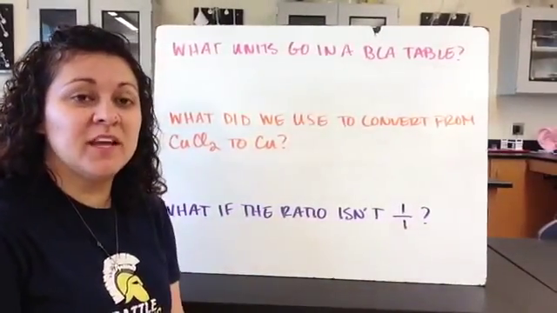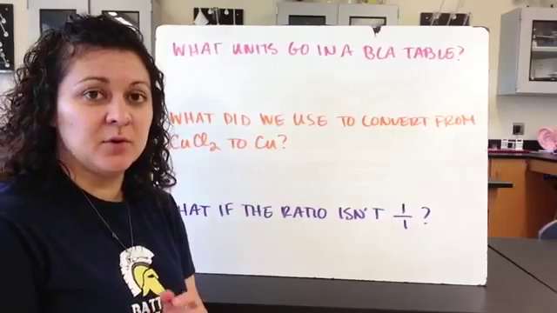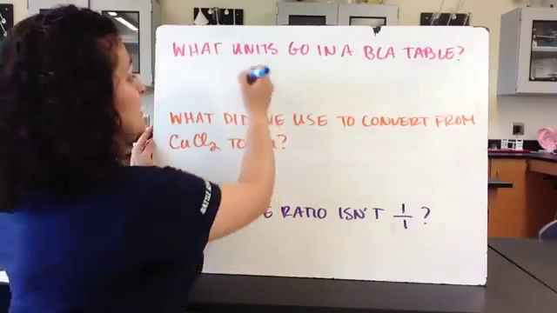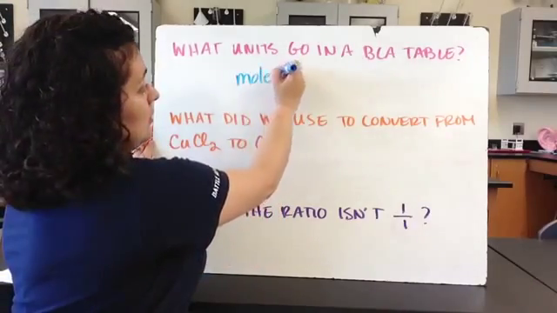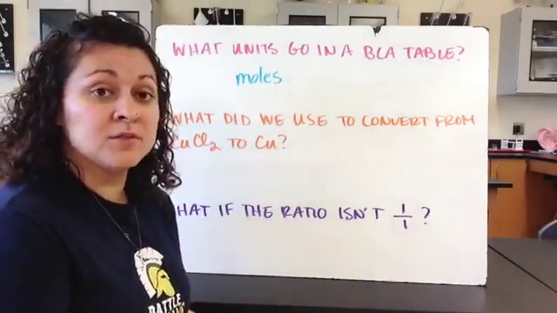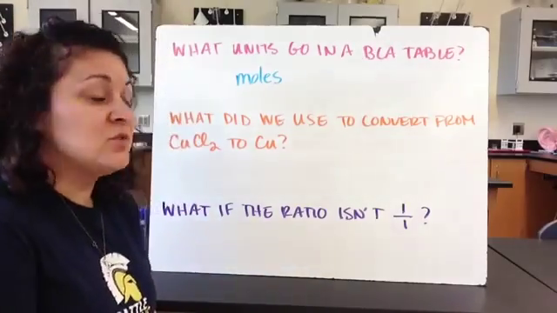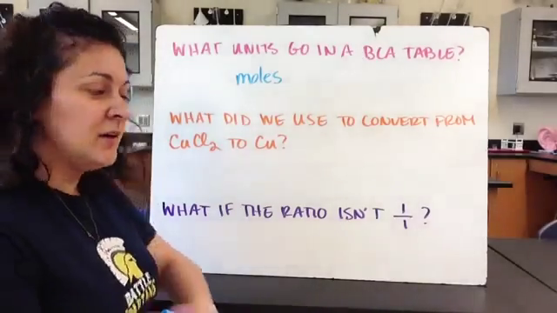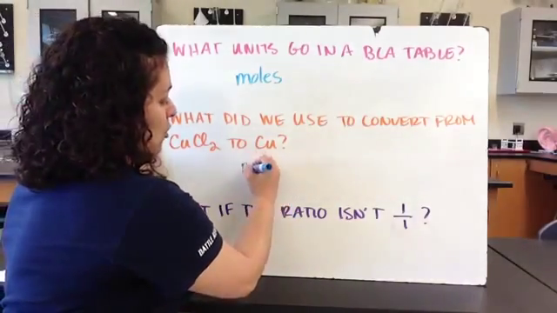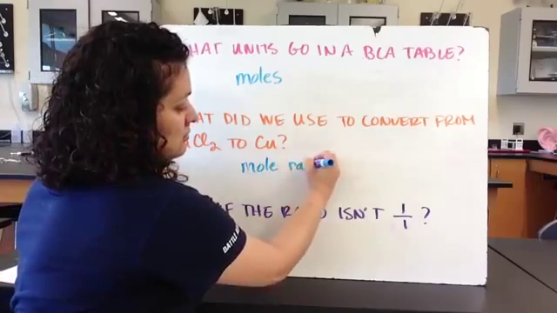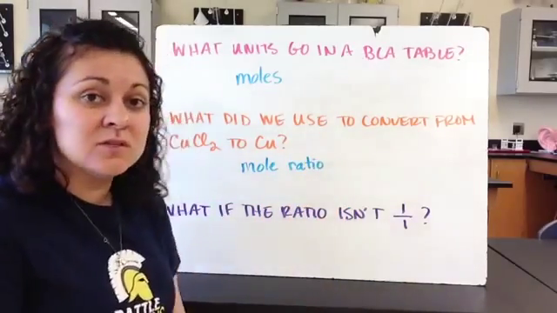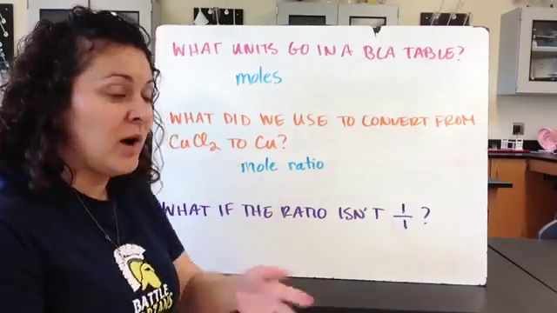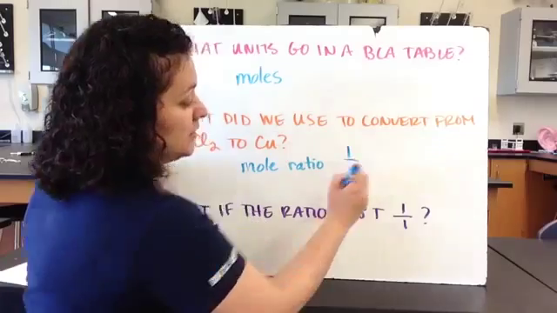So we need to talk really quickly about what units go in the BCA table. You may have noticed that we were comparing mole ratios. So the units that go in the BCA table are moles. We compare moles in the BCA table. So what did we use to connect from the copper 2 chloride to copper? We used the mole ratio. In this case, we use the coefficient in front of copper 2 chloride and the coefficient in front of copper. They were both 1. So we had a 1-to-1 ratio.